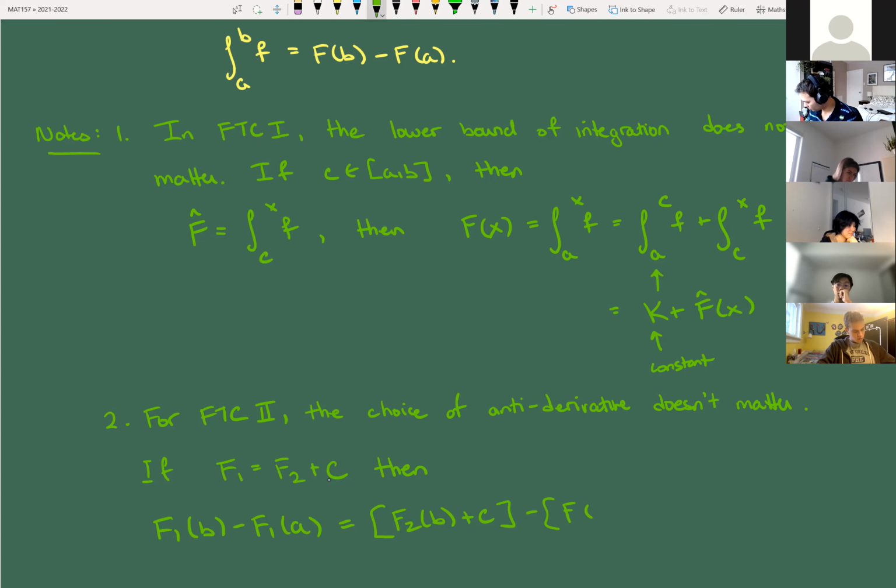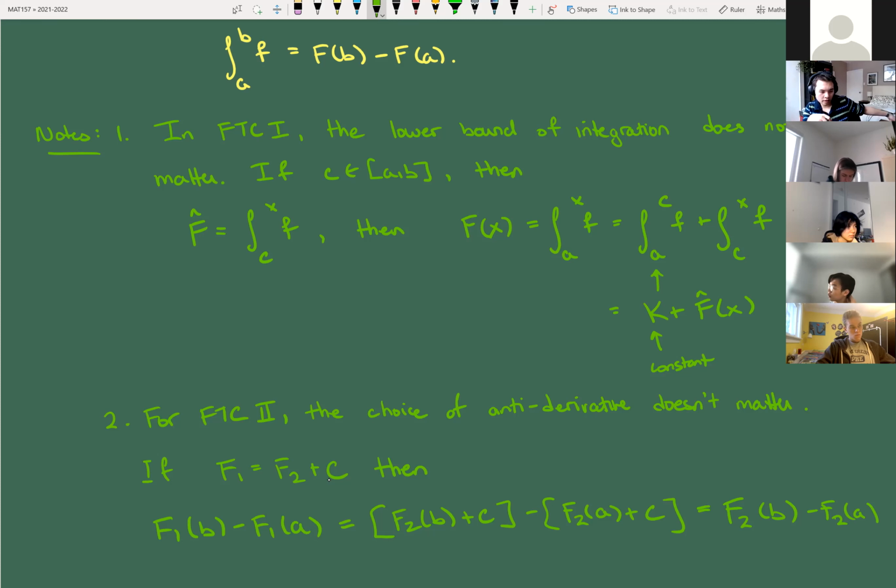F2 of b plus c minus f2 of a plus c. Well, the c's just cancel out. Right? So what this note actually says is, no matter what antiderivatives you use, the difference f1 of b minus f1 of a is going to be f2 of b minus f2 of a, for any sets of antiderivatives. So you always get the same number here.